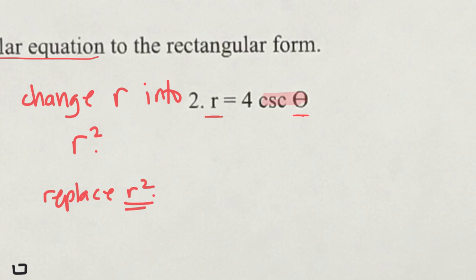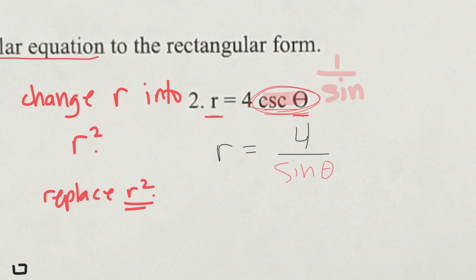Cosecant relates to sine. The cosecant is the reciprocal of the sine. Okay? So cosecant is not one of our replaceable things, but sine is. So our first thing is to use our identity and replace cosecant with 1 over sine. So in other words, 4 over sine. Okay, so we're replacing cosecant.